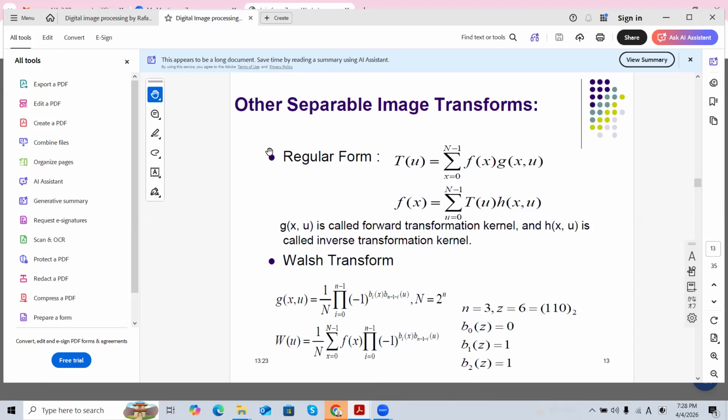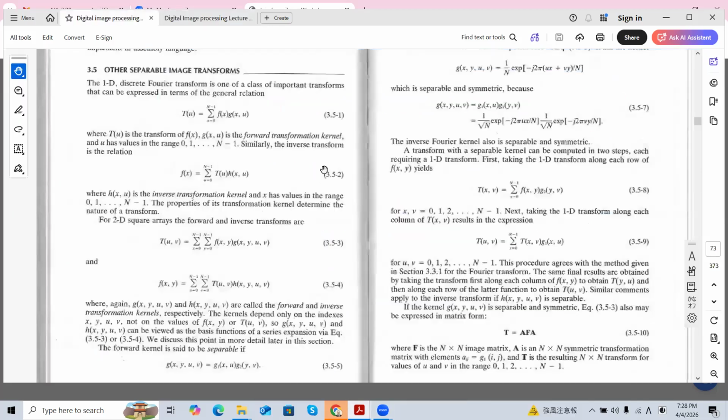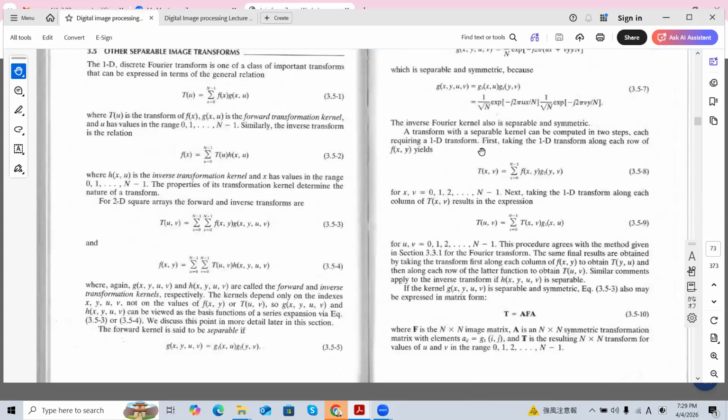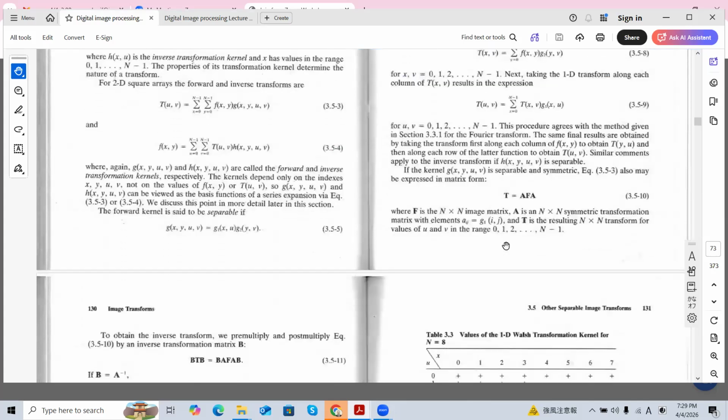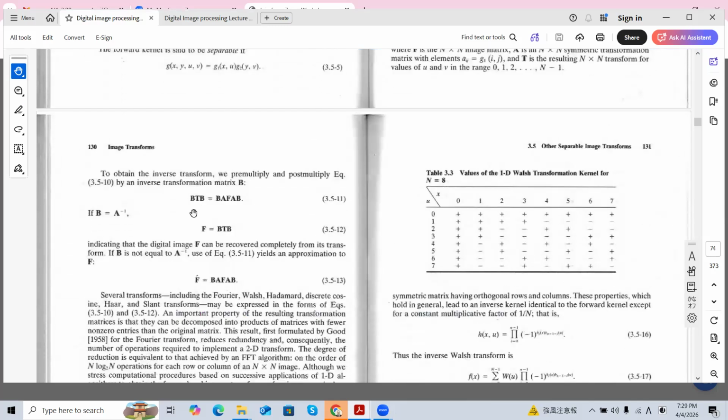So a special case is the Walsh transform. I will show you later. Let me show you here. This is the transformation in matrix form. To obtain the reverse transform, we use the inverse of the coefficient matrix A, call it B, and multiply both sides, so we get the original image from the transform. So F is B T B.